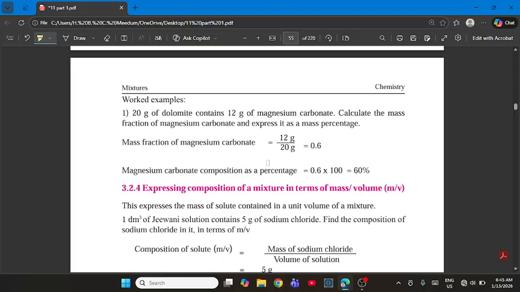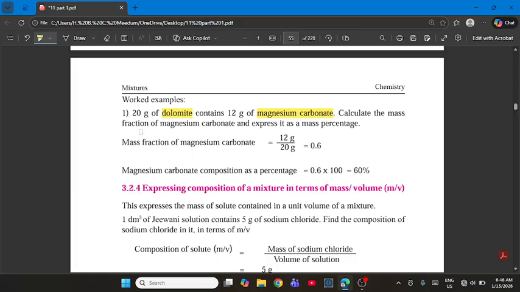Worked example: 20 gram of dolomite contains 12 gram of magnesium carbonate. So dolomite and magnesium carbonate.